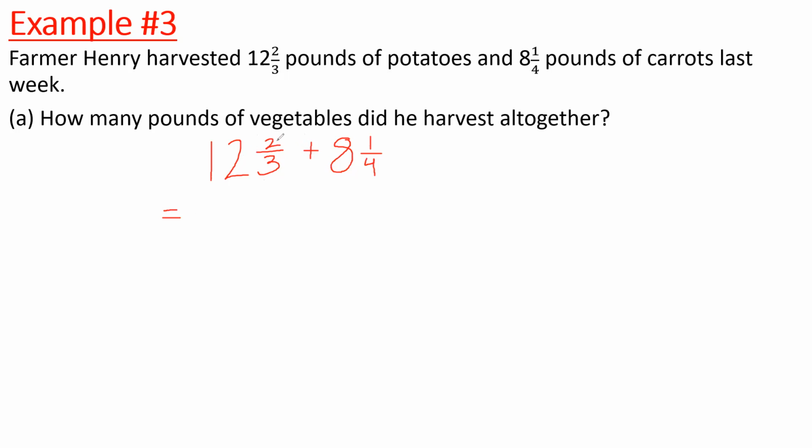So how are we going to convert 12 and 2 over 3 into an improper fraction? We multiply, then add. We multiply 12 and 3, then add 2. What is 12 times 3? 36. Very good. Plus 2 is 38. So we have 38 over 3.